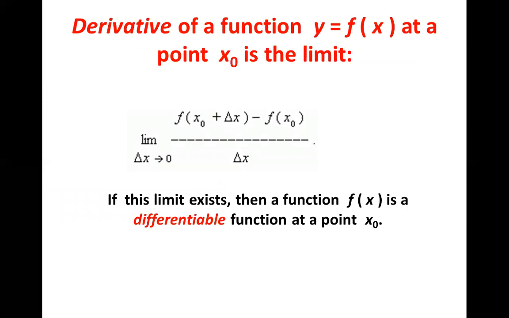The derivative of a function at point x0 is the limit of f of x0 plus increment x minus f of x0, over increment of x, as delta x tends to 0. If this limit exists, then the function is a differentiable function at the point x0.